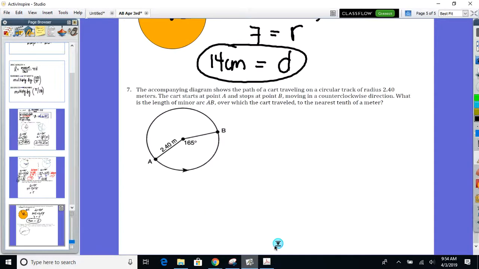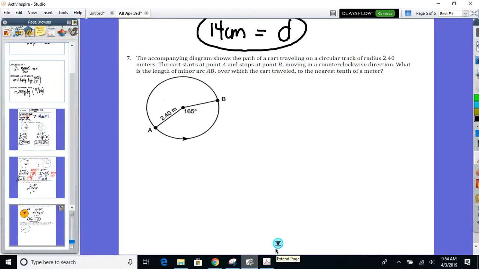All right, let's see if I can wrap this up here. In number 7, we're going on a cart on a circular track. What's the length of minor arc AB? So we're looking for this distance right here. Minor arc, how long is it from A to B?